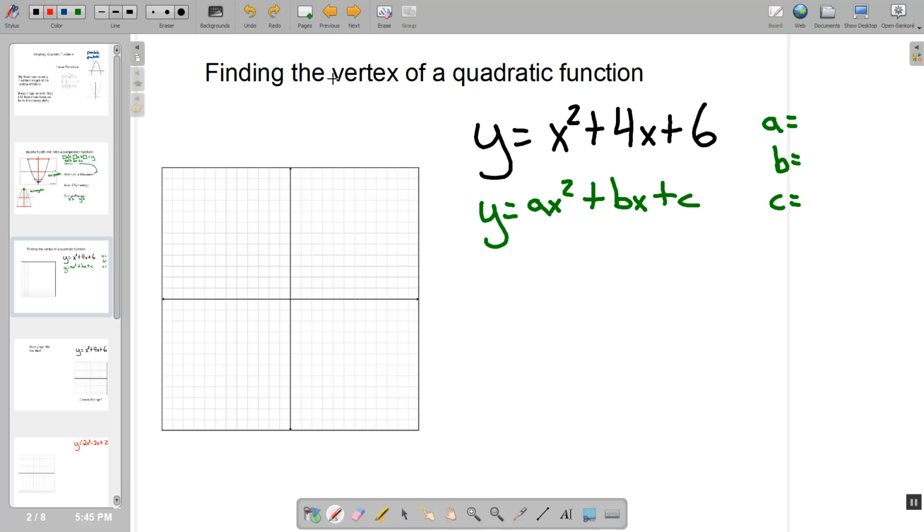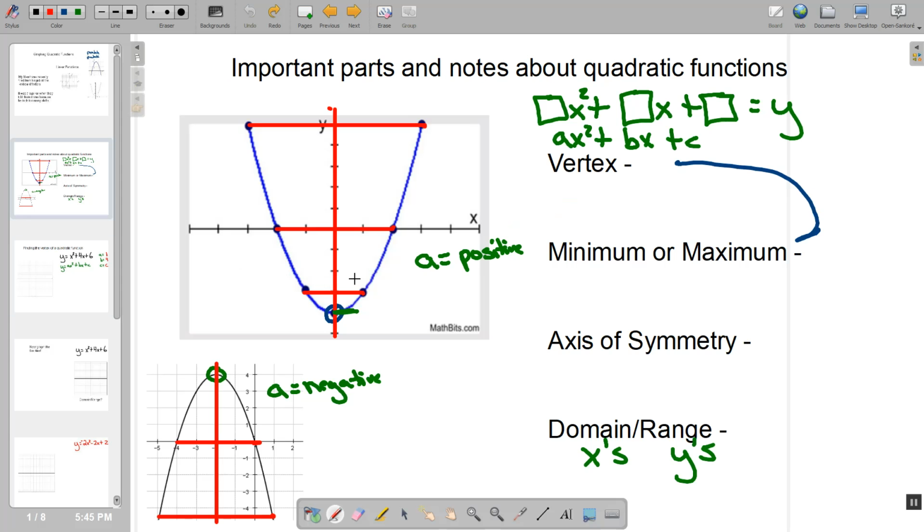My a value is the number in front of x squared, which is invisible, but if we remember, this number should be a 1. Our b value is the number in front of this x here, which should be a 4. And our c value is the constant left alone, or 6. In order to graph this using a table, we need to know where the vertex is. If we remember that picture, our vertex is either our minimum or our maximum, depending on if our a value is positive or negative.